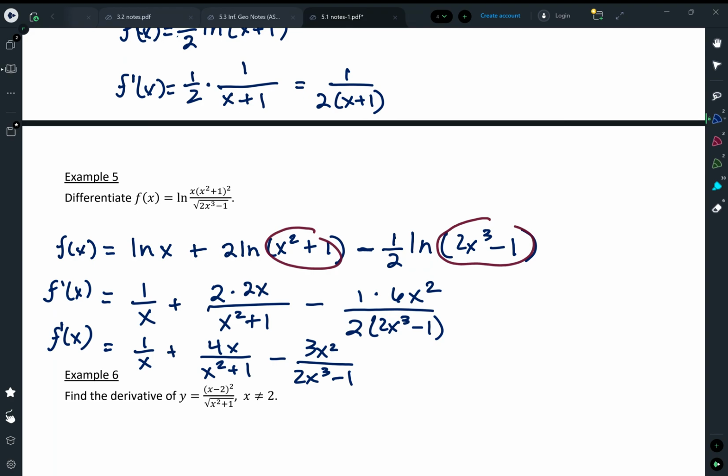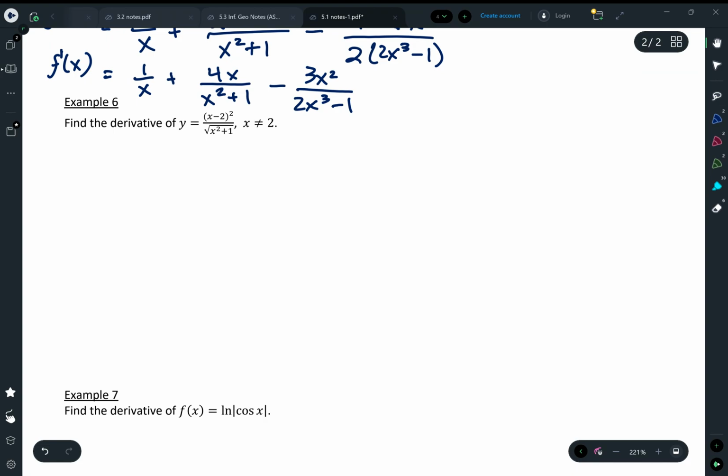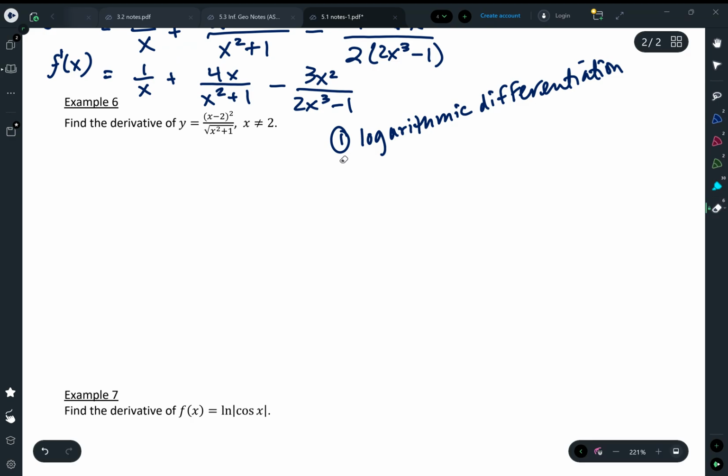All right, so the next one, we just keep getting a step harder and a step harder. On the next one, it just says y equals this crazy fraction. So I know you're thinking, how do these log rules help me? But what we can do is start out by taking a log on both sides. This is called logarithmic differentiation. Basically the idea is for something that's really complicated, like this fraction here, by taking a log on both sides and using log rules, we can simplify the way it looks.